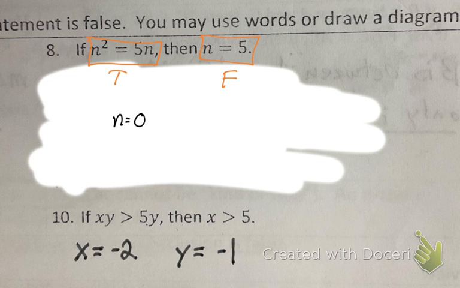Is 0 equal to 5? No. So that's my counterexample. That makes that first part true, but that second part false. So I would just circle that and say, yep, that's my counterexample. First part true, second part false. Does that make a little more sense? All right, cool. What else we got?